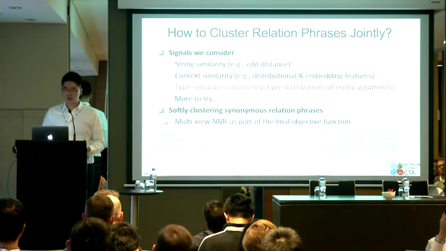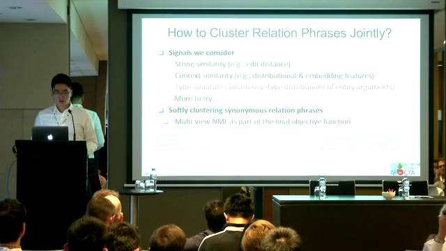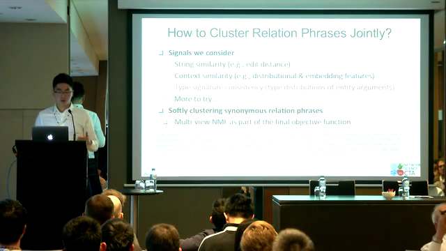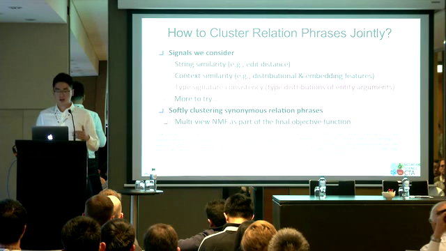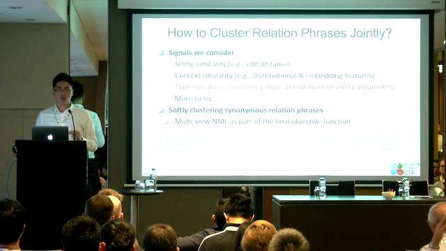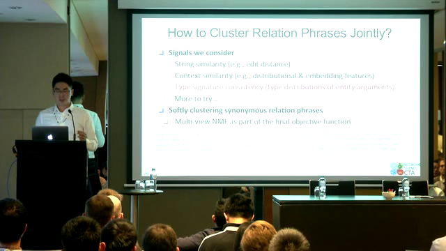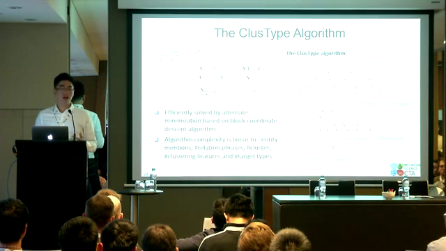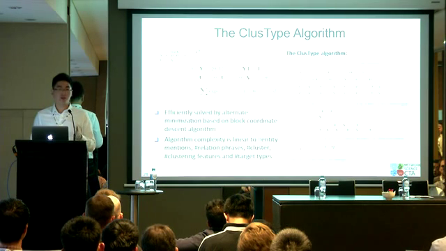So then, how do we cluster the relation phrases jointly? We are using three signals: the string similarity, the context similarity, and most importantly, the type signature of the entity arguments. And this is the key to bridge these two objectives: the objective of clustering the relation phrases and the objective of the type propagation. So we formulate this joint optimization problem. It looks scary, but it can be solved by alternating minimization using the block coordinate descent algorithm. And actually, the complexity is linear in the number of entity mentions and the number of relation phrases.